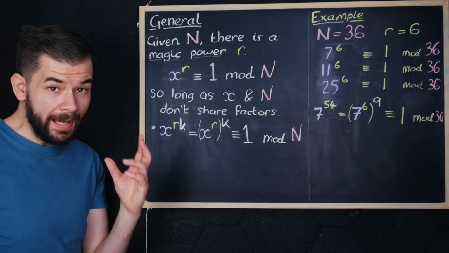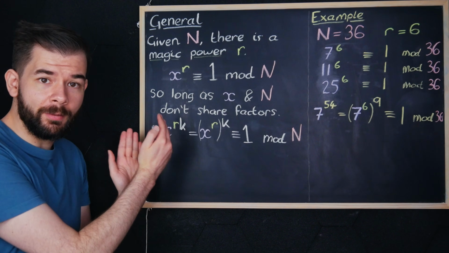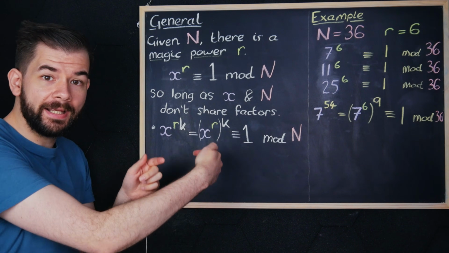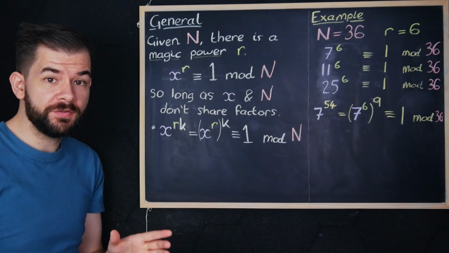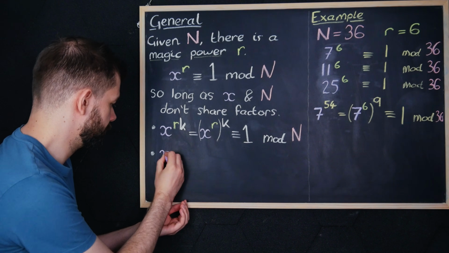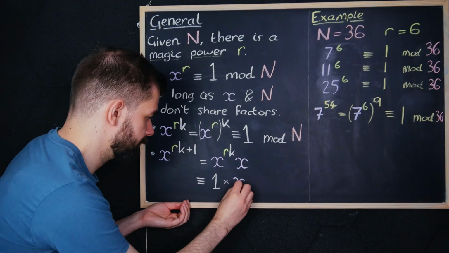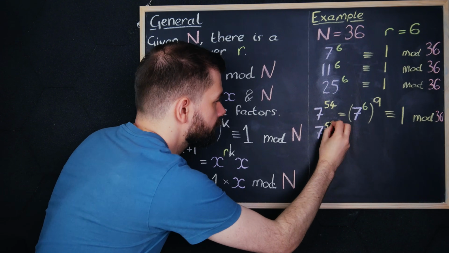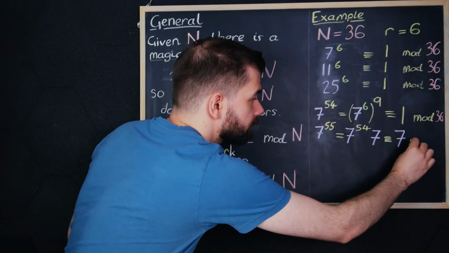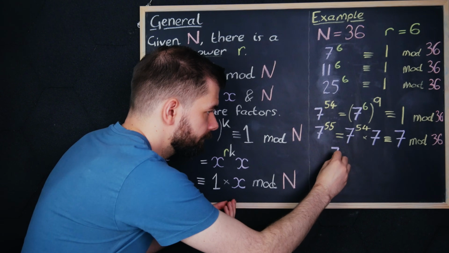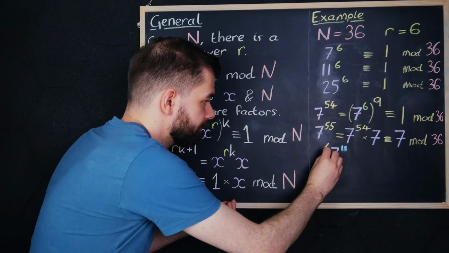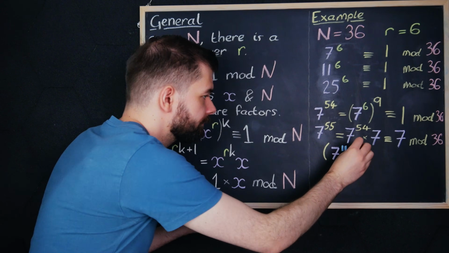RSA harnesses the power of this, because if we have a power that gets me to 1, then multiplying one more time returns the original number. X to the rk plus 1 is x to the kr times x, which is 1 times x, which is x. Or specifically 7 to the 55 will reduce to 7 mod 36. What's the big deal? Well, crucially, 55 can be split into two factors, 5 and 11.